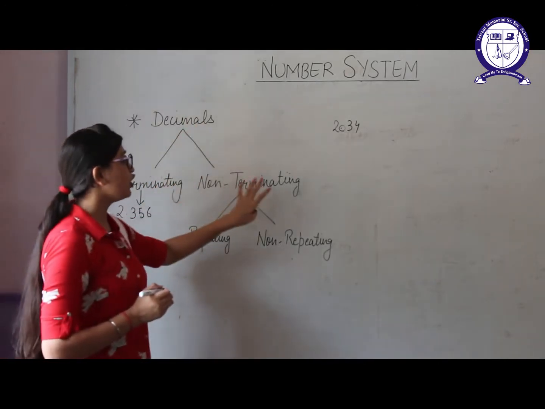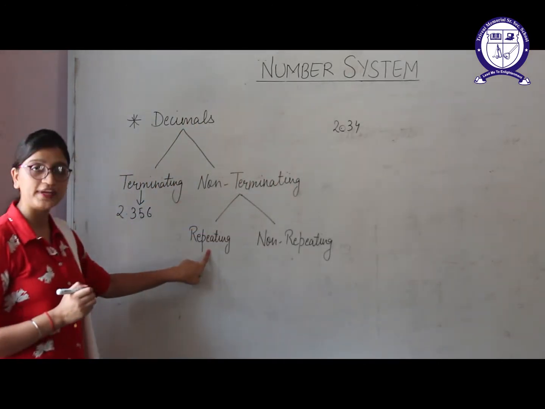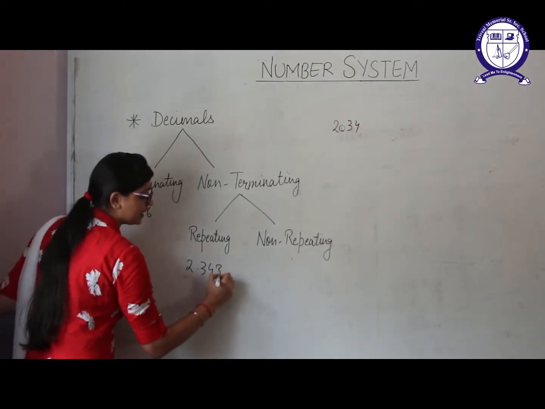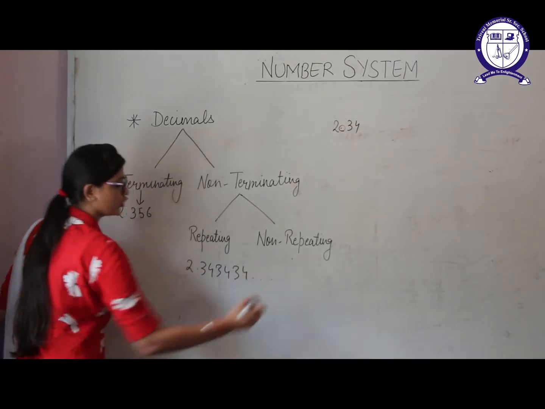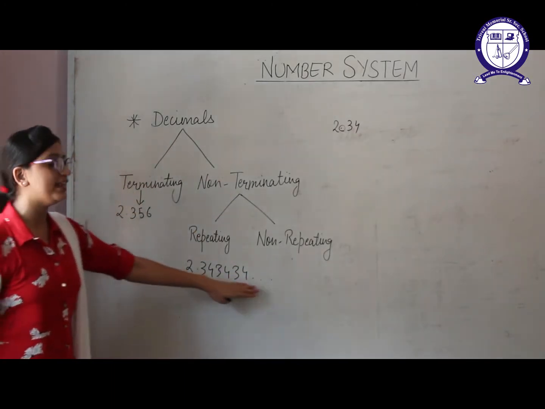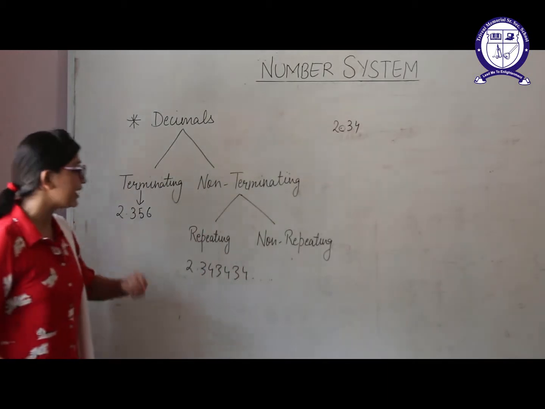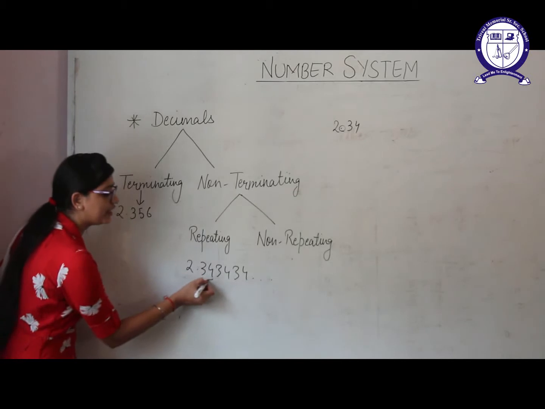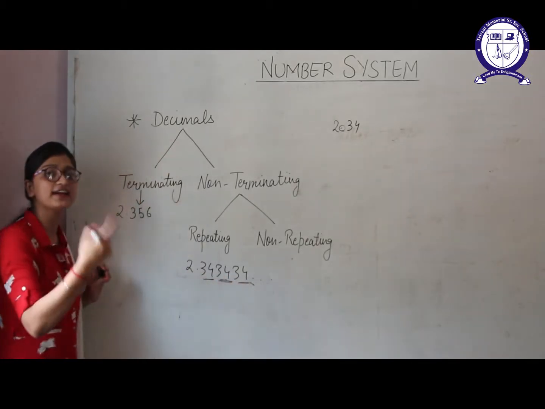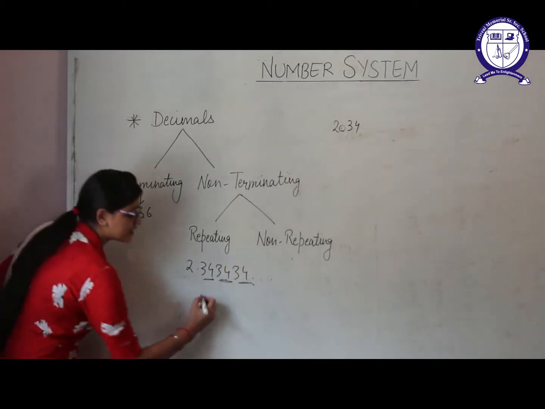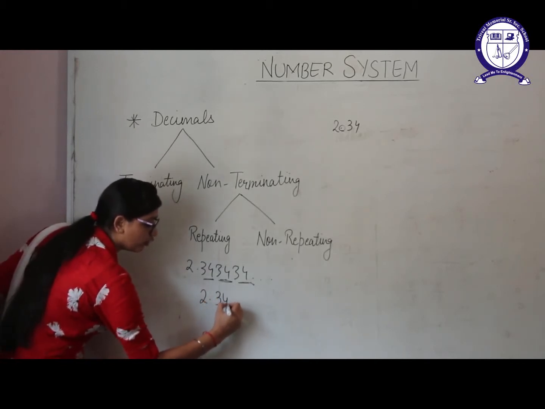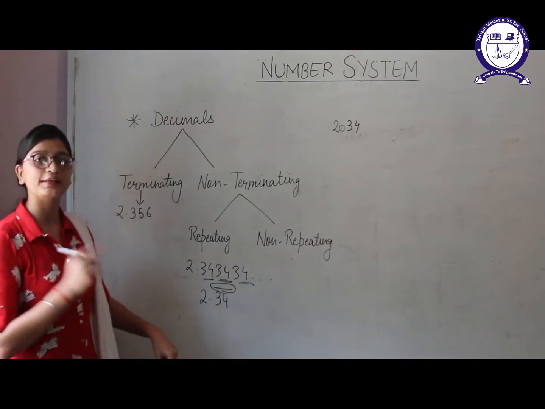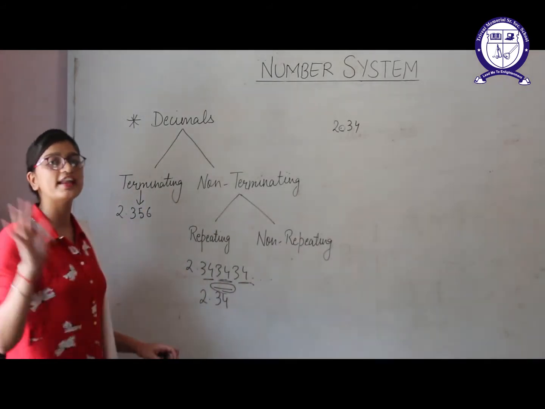Now decimals that are non-terminating and repeating. What it says is 2.343434 and it goes on. Non-terminating means it will never end, and repeating means it will repeat a certain pattern again and again. You can see that 34 is repeating itself again and again. So these types of numbers are written as 2.34 bar, and this bar indicates that this 34 is repeating itself infinite number of times.